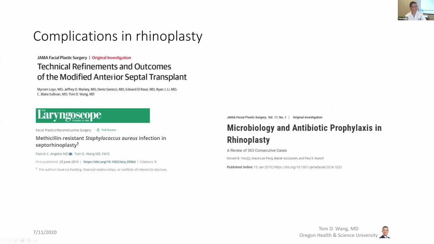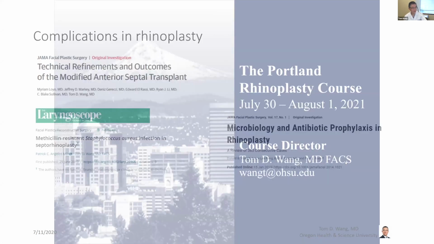The technical refinements and outcomes of the modified anterior septal transplant is here. We wrote about that back in JAMA in 2015. Here we actually wrote about almost exactly 10 years ago on MRSA in septal rhinoplasty, and Paul and Babek had a more recent excellent article on prophylaxis in rhinoplasty.